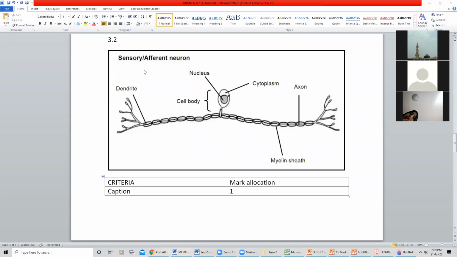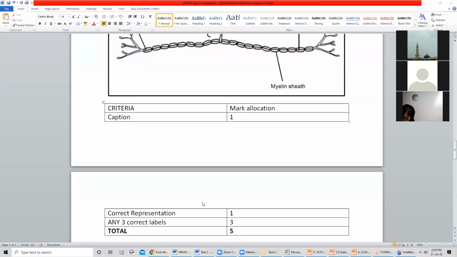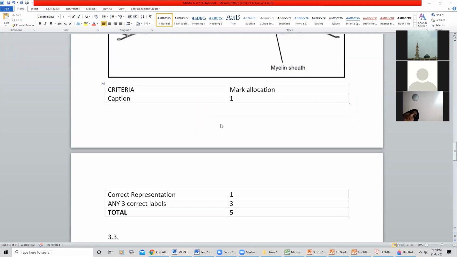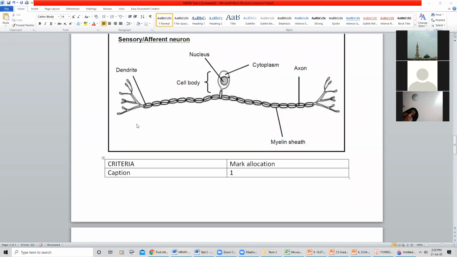Okay, and 1 mark is for the caption, for writing that this is a sensory neuron. So if you drew it perfectly and labeled it without naming the diagram, you lose 1 mark. Correct representation, did it look like a sensory neuron and not a motor neuron? That's your other mark. And any 3 correct labels of these.